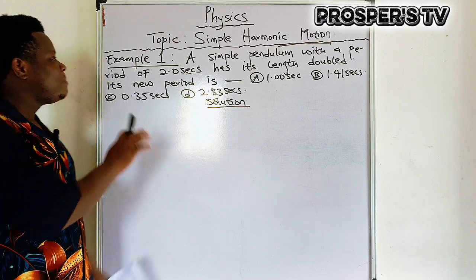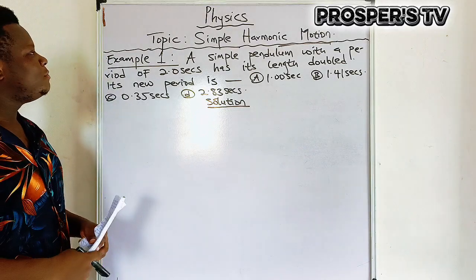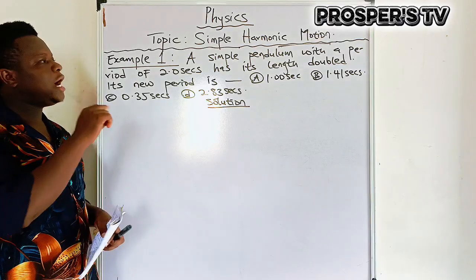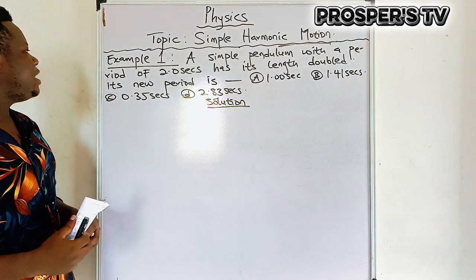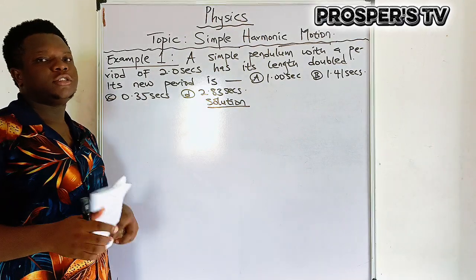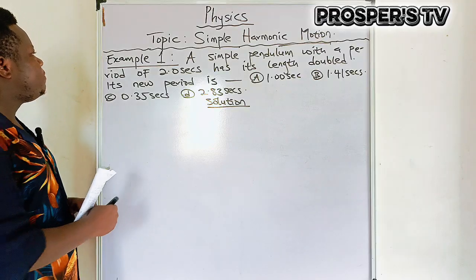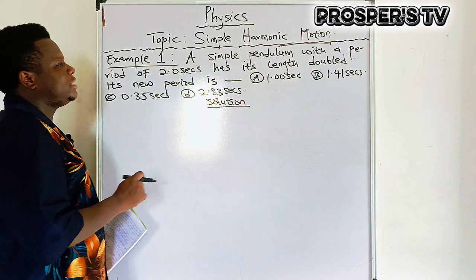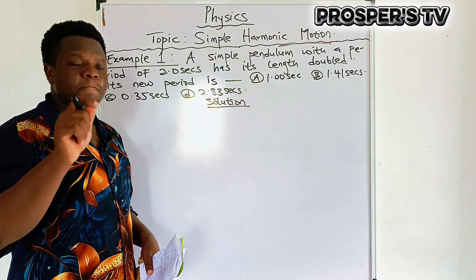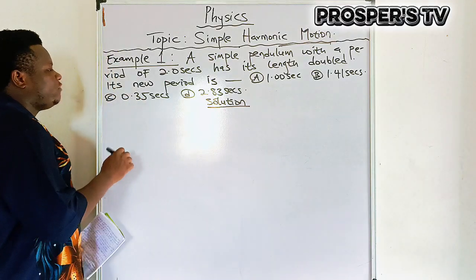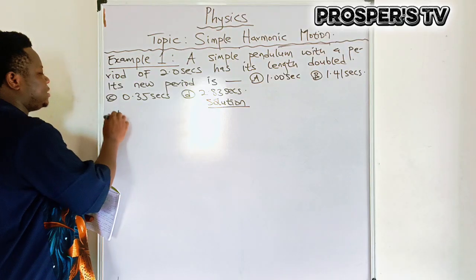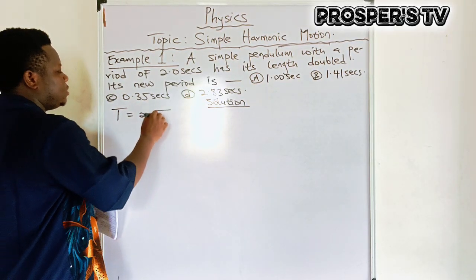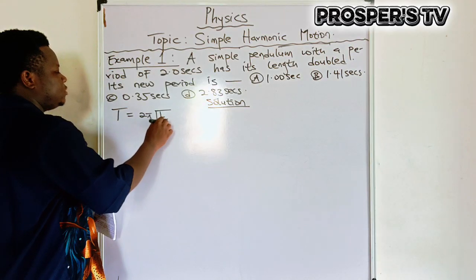Okay, so we have our first example here, which says a simple pendulum with a period of 2.0 seconds has its length doubled. Its new period is dash. So this question is basically relating two things. What are they? The period and the length of the simple pendulum. So you simply write your formula for period. We've already said that period is equal to 2 pi root L over g.